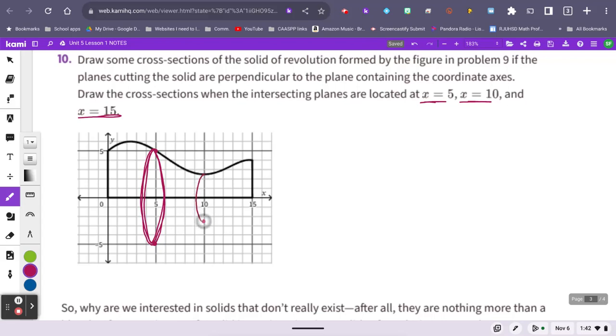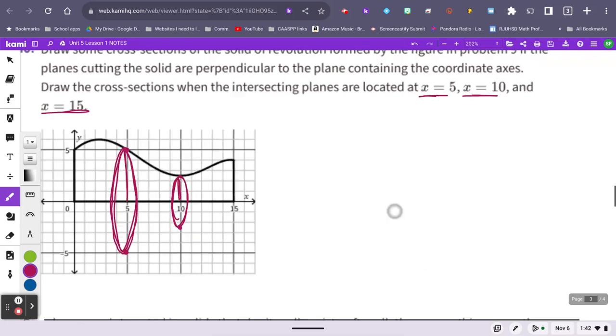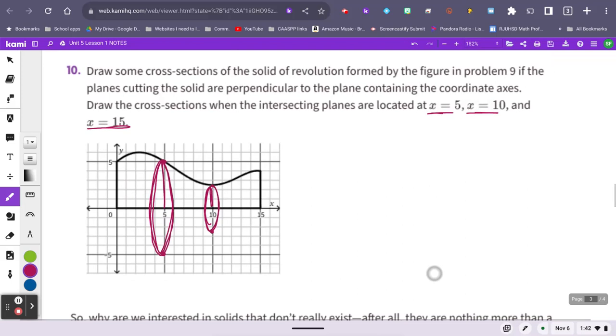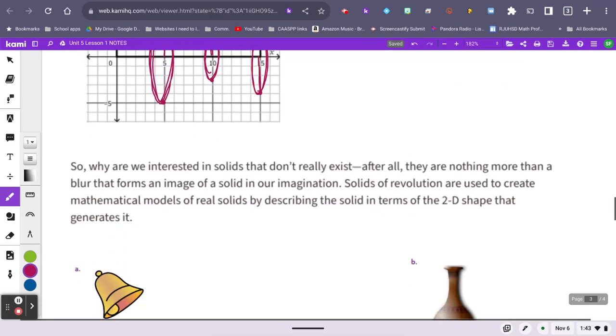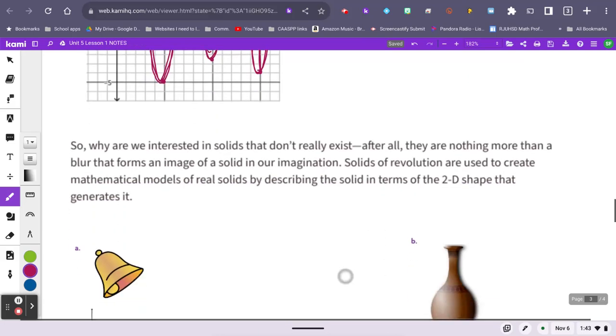And it's going to be about 2.5. And if we did it at 15, we can see it went up 4. So we're going to go down 4. And again, cross section. This is a medium-sized cross section compared to the others. So now we're going to be doing some of these.